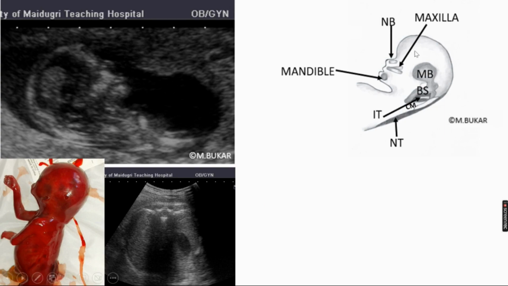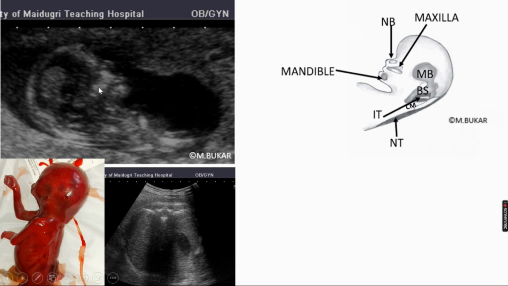So now looking at this line diagram to explain the ultrasound features of retrognathia. Here you can see this is the mandible. This is the nasal bone, and here is the maxilla. Now on this image, you can see the nasal bone here, the skin, the tip of the nose here, the maxilla, and the mandible. And this is the intracranial translucency.